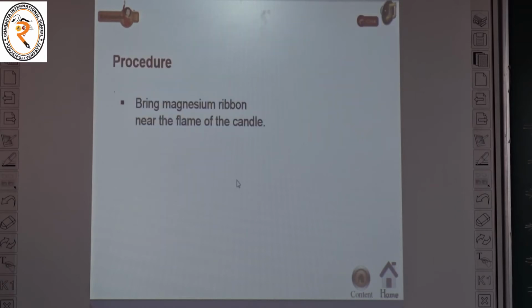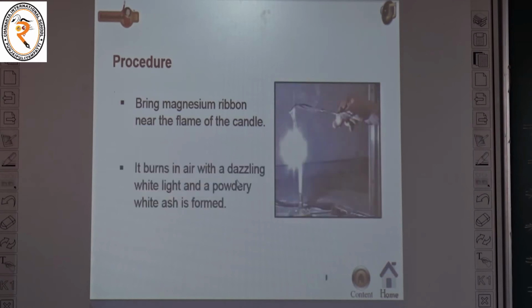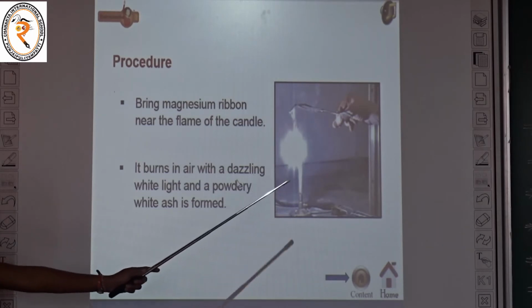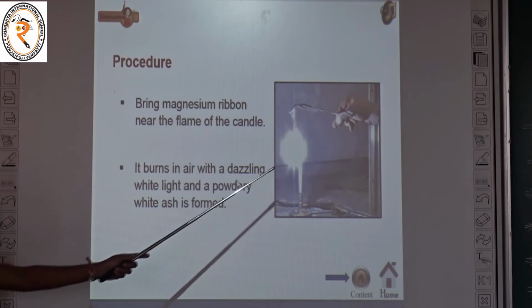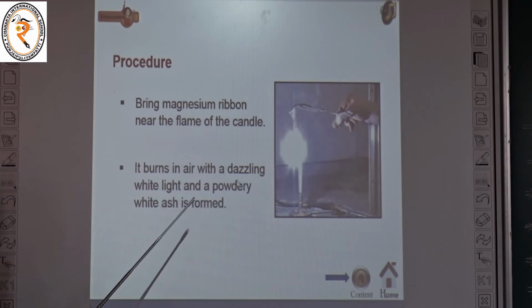What is the procedure to do this activity? See, bring magnesium ribbon near the flame of candle. If you bring magnesium ribbon near the flame of candle, what will happen? It burns in air with a dazzling white light. Look at the picture. It can burn. Okay, and it produces a white light, and a powdery white ash is formed.